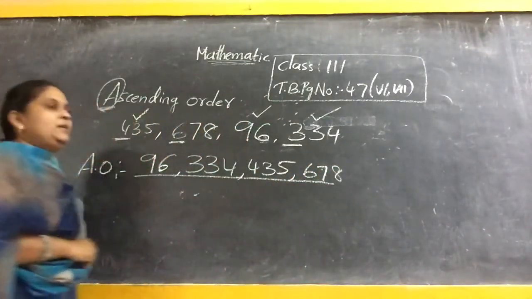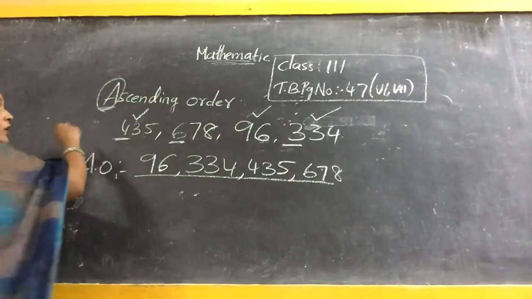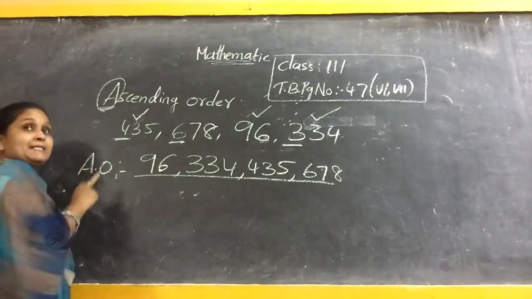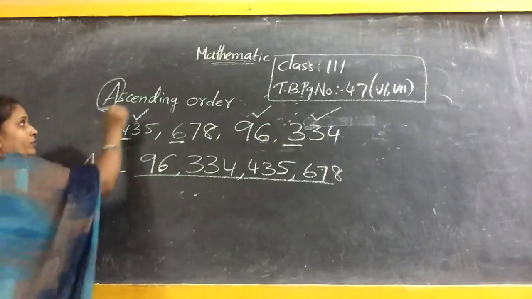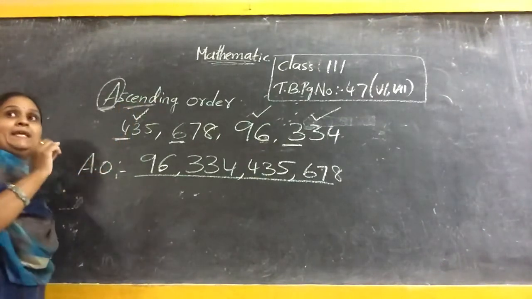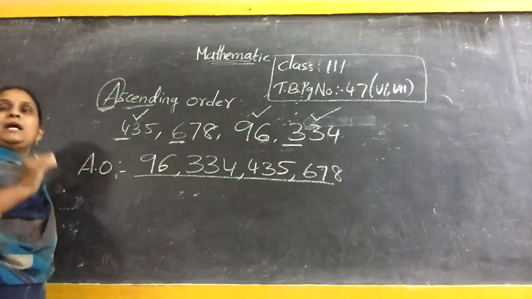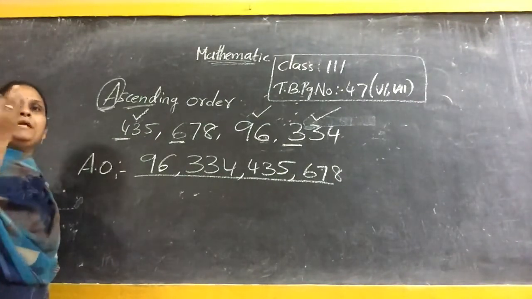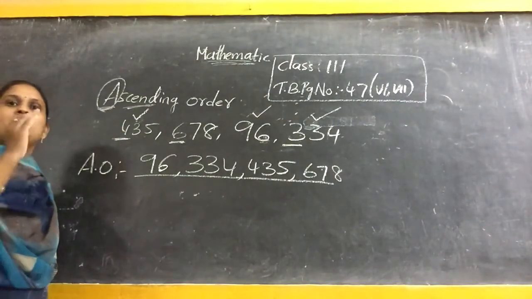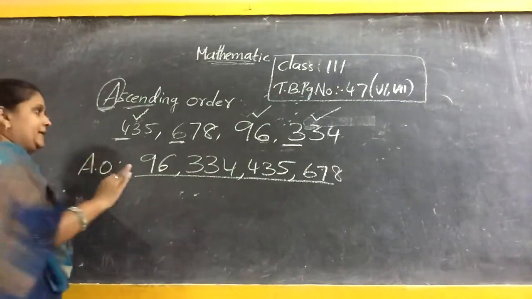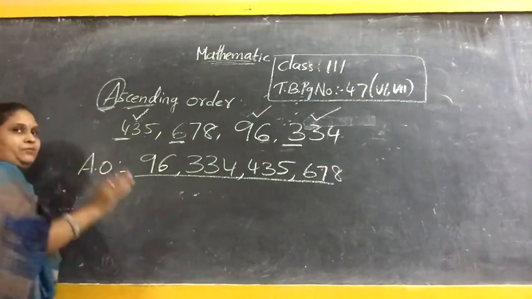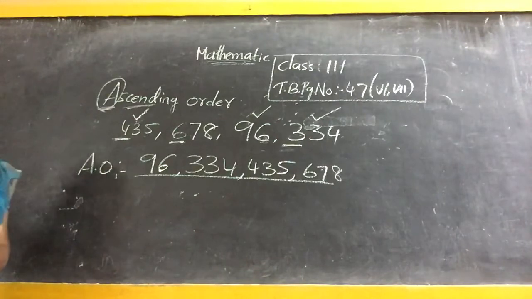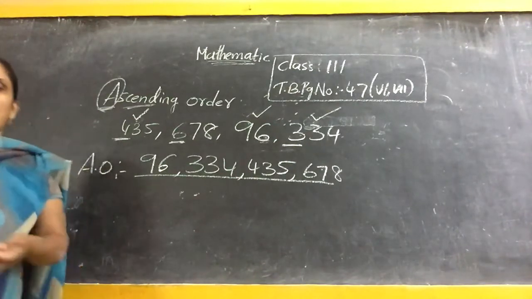It means, which order are we writing now? Ascending order. Ascending order means small number to big number. Okay, 1, 2, 3, 4, like that order will be called an ascending order.